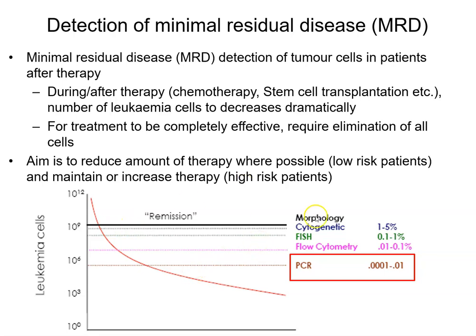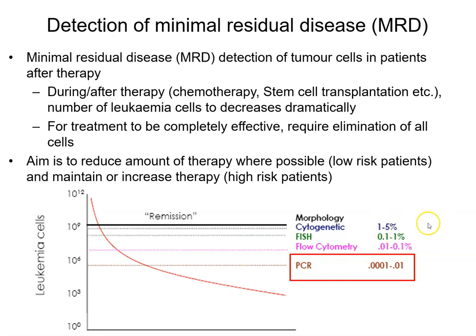What we can see is different methods of detecting these tumour cells. Cytogenetics, FISH, flow cytometry and PCR all have different levels of sensitivity. Cytogenetics is the least sensitive. It can only detect when there's 1 to 5% of the tumour cells in the patient's blood that are abnormal for a particular chromosome abnormality, and that's because each and every cell has to be manually analysed by eye.